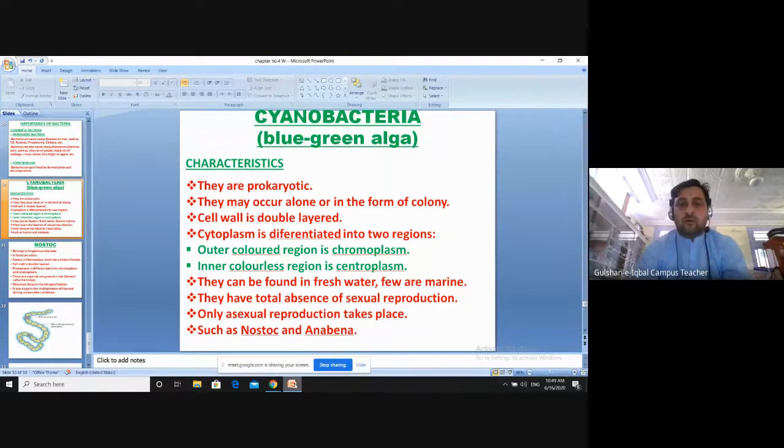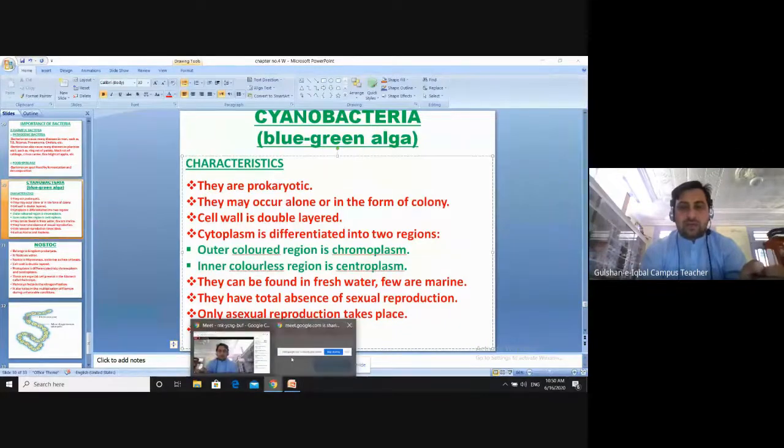The cell wall is double layer. Cytoplasm is differentiated into two regions. The outer region is called chromoplasm, that is colored. The inner region is called centroplasm, and the centroplasm is colorless. The habitat can be fresh water, and some can be found in marine water as well, I mean in saline water as well. There is total absence of sexual reproduction. No sexual reproduction will take place, only asexual reproduction. Examples are nostoc and Anabaena.